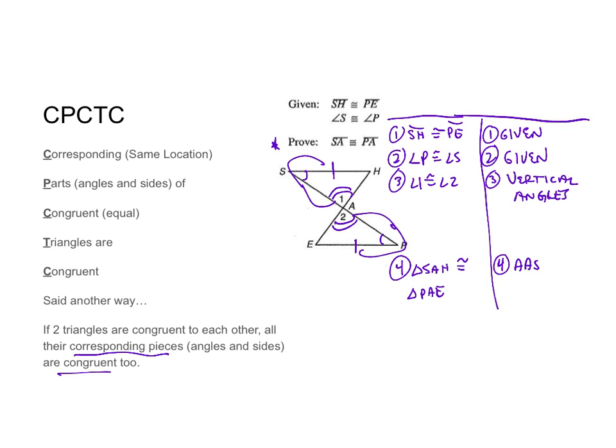So now I'm not done. Remember, I'm done when I'm actually proving what they're asking me to prove. So now I have to say SA is congruent to PA. And I can say that after I've written down that the triangles are congruent. I have to prove the triangles congruent first. Only then can I use CPCTC.